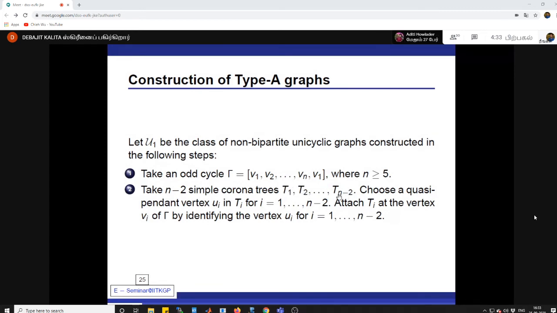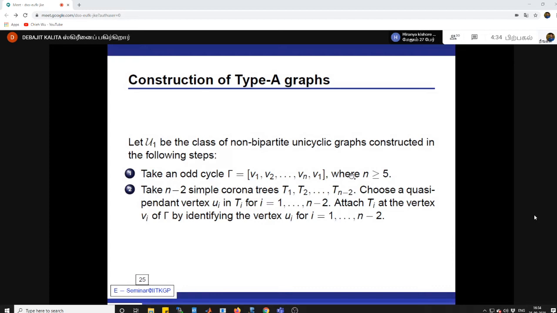We take n minus 2 such simple coronas and choose a quasi-pendant vertex ui of ti from each of these simple corona trees. A quasi-pendant vertex means a vertex which is adjacent to a pendant vertex, that is, a vertex of degree 1. And we attach each ti, these simple corona trees, at the vertex vi by identifying vi and ui, where vi is a vertex of gamma. So at the cycle, we are attaching n minus 2 simple corona trees to n minus 2 vertices of that cycle.